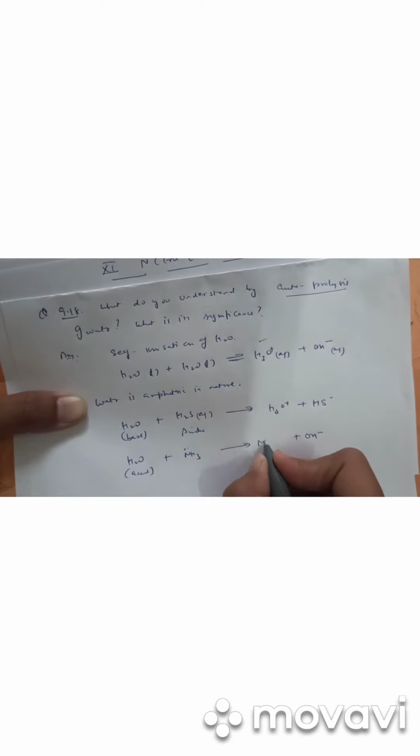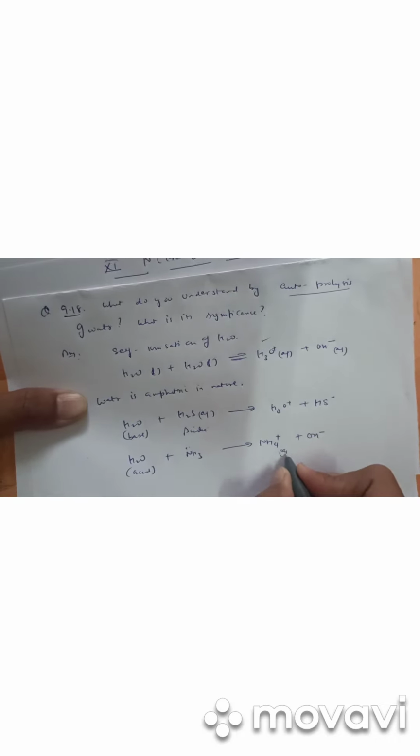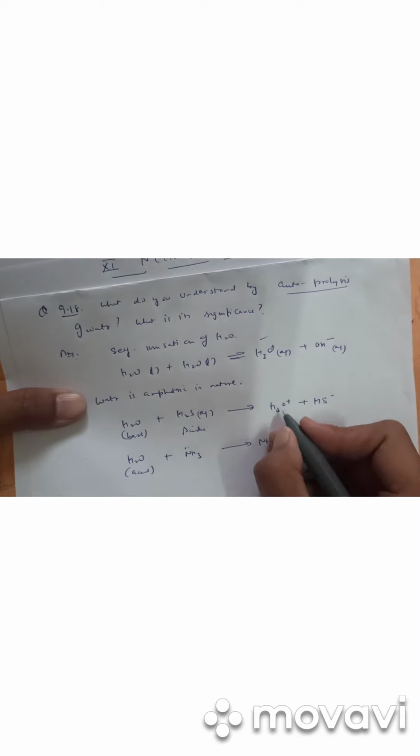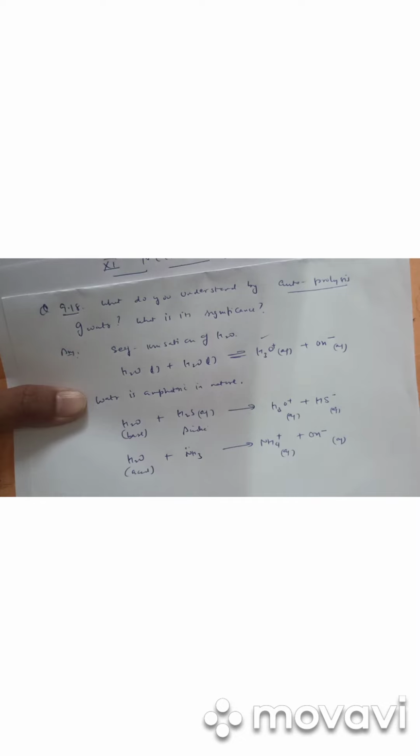Okay, so here the water being acid will lose H plus ion and will change into hydroxide ion, and NH3 will accept the proton and will change into ammonium ion. So this is the Bronsted concept. Proton acceptor is base and proton donor is acid. The same thing we are observing in both the examples.